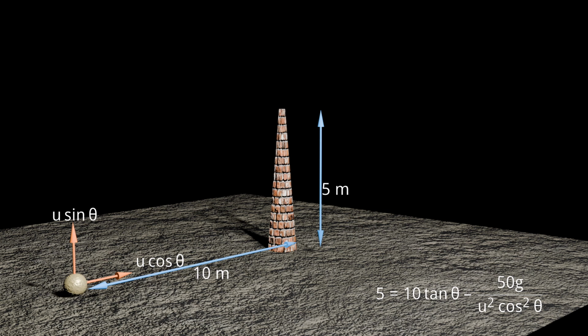Given that we know both the horizontal velocity and the distance to the tower, we can determine the time taken for the ball to reach the tower. The time taken to reach the tower is found by dividing the horizontal distance by the horizontal velocity.